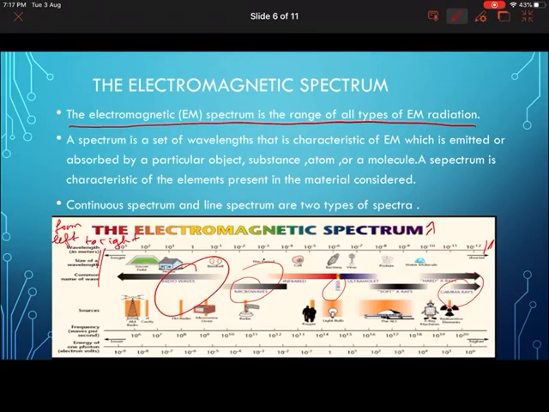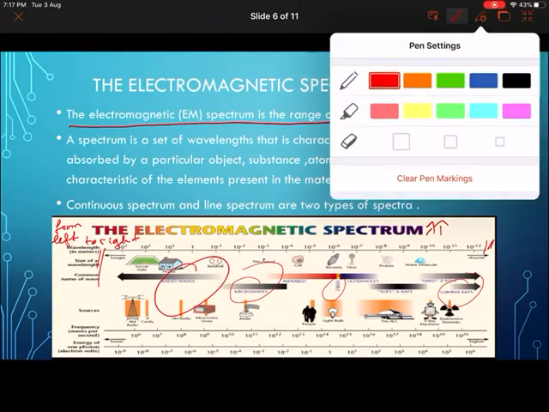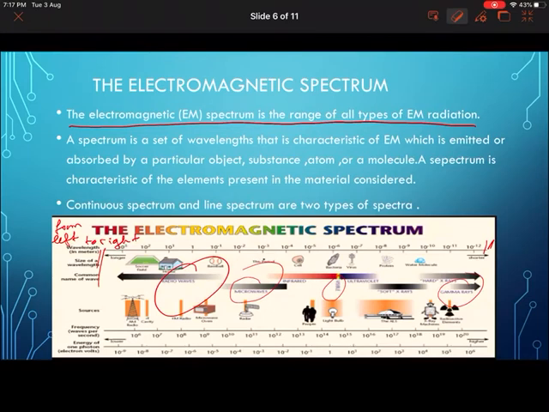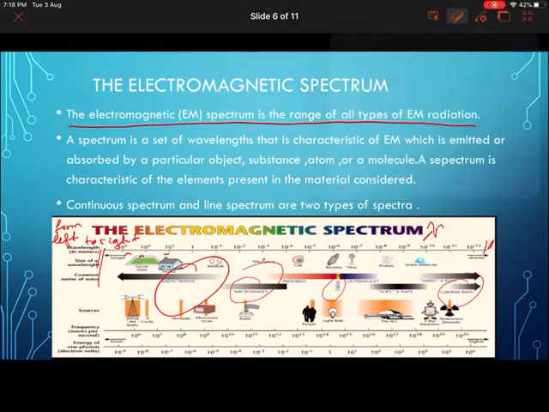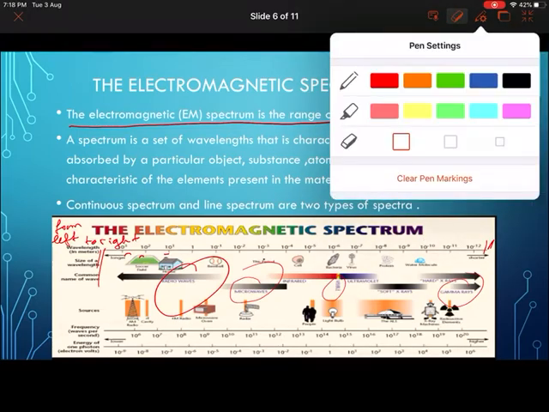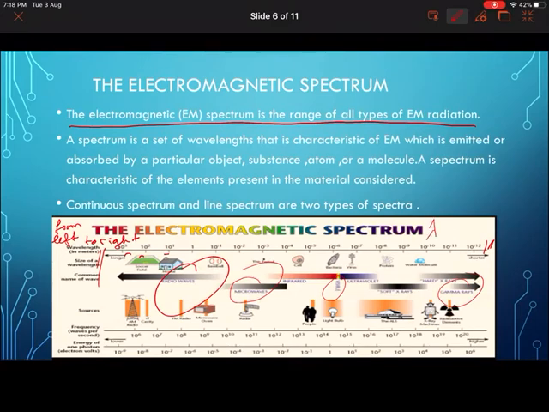From left to right, lambda, the wavelength, decreases. I'm talking about from left to right: we see that the wavelength decreases, while frequency increases and energy increases.